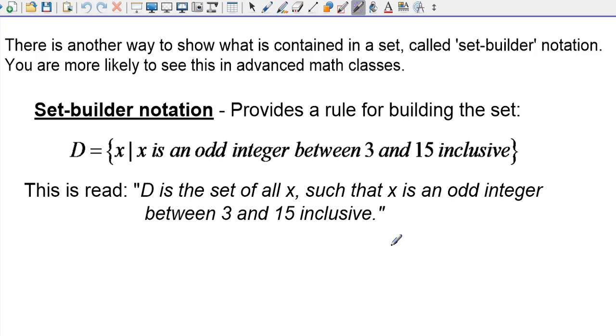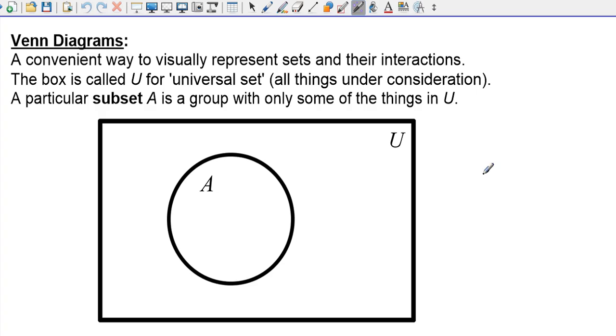Instead of listing all of the elements in a set, it'll provide a rule, something like this. This is read D is the set of all x such that, this line is read as such that, x is an odd integer between 3 and 15 inclusive. So that actually gives us the same set as was on the previous page. It's just the set of all the odd integers between 3 and 15. The reason we sometimes use set builder notation is if we have large sets, then sometimes it would just take too much writing to write out all of the elements in a set.